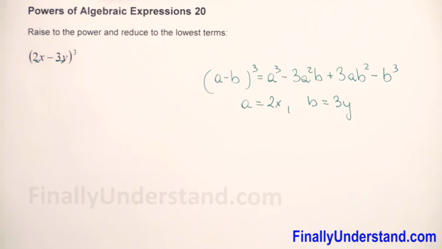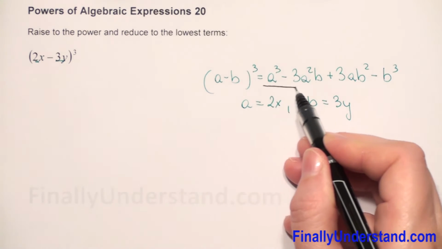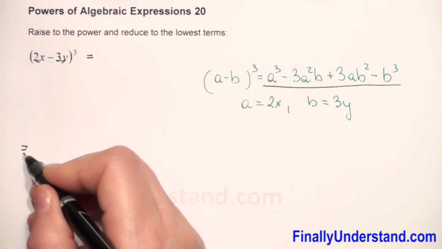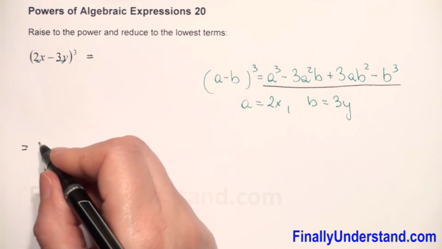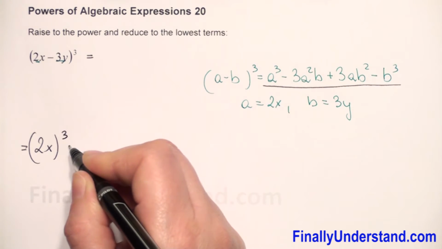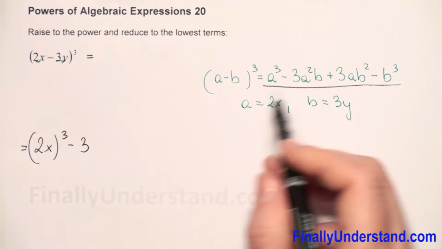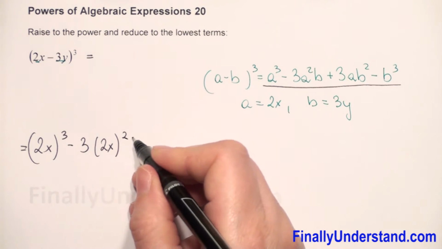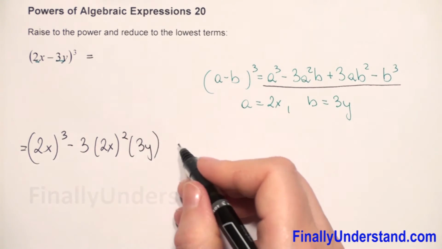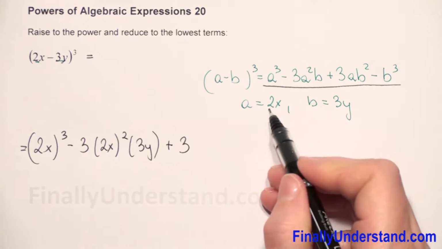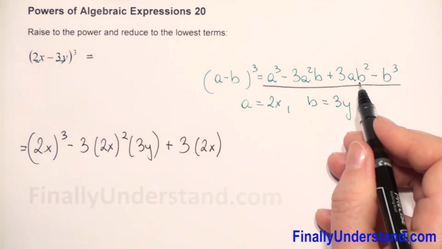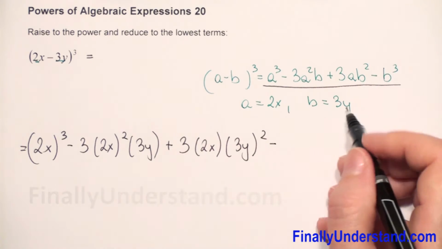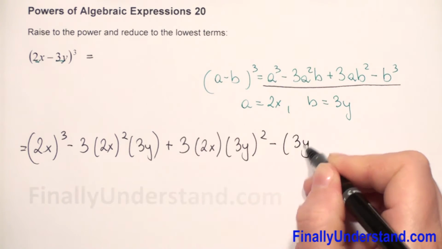So now we have to only substitute to our formula a by 2x, b by 3y, and we will have solution to our problem. So first we have a cube, so will be 2x to third power minus, we have to copy 3. Next we have a squared, so it will be 2x to second power and times b, so times 3y. Next we have plus 3, we have to copy, a is 2x, b squared, so we have 3y to second power and minus b to third power, so it will be 3y to third power.